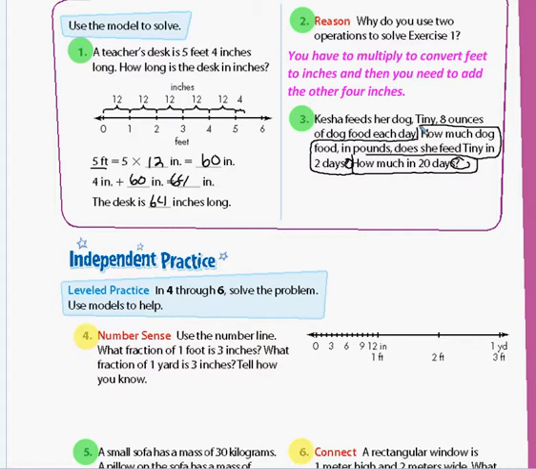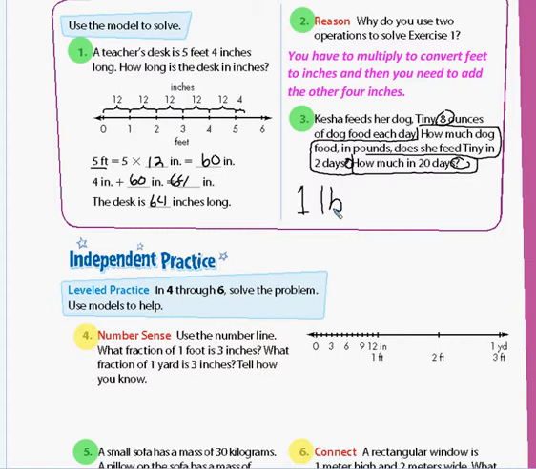So if we look at our math chart, there are 16 ounces in a pound. So that's pretty easy to figure out for 2 days, because 8 ounces times 2 is 16 ounces, so that's basically 1 pound. That's 1 pound of dog food for 2 days.